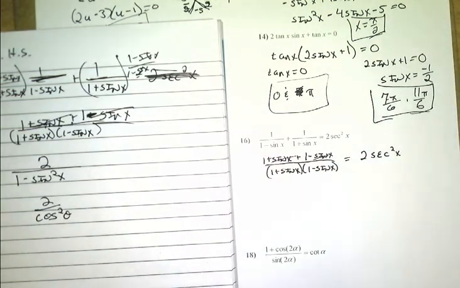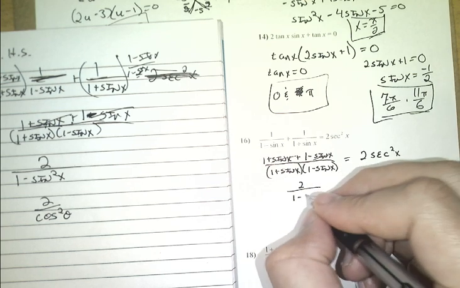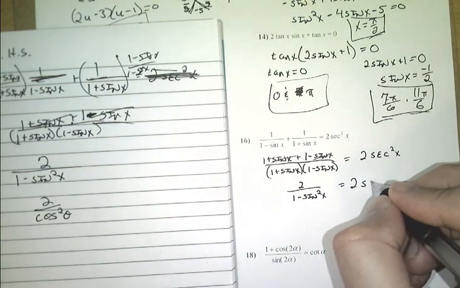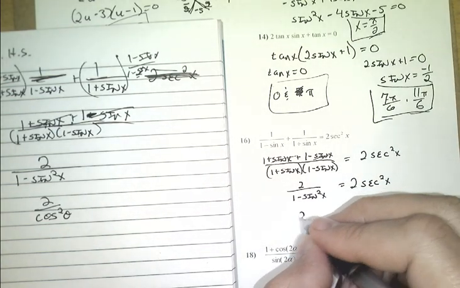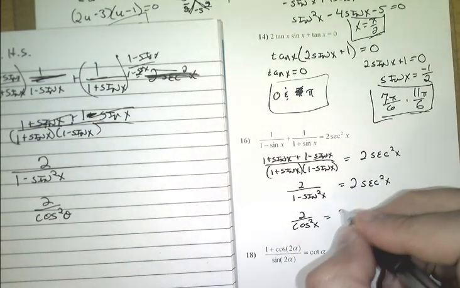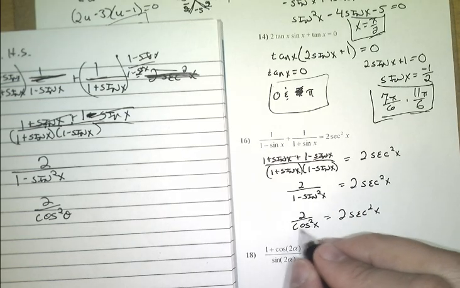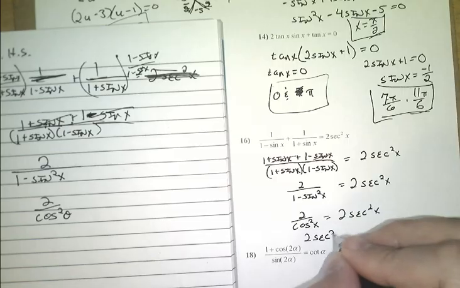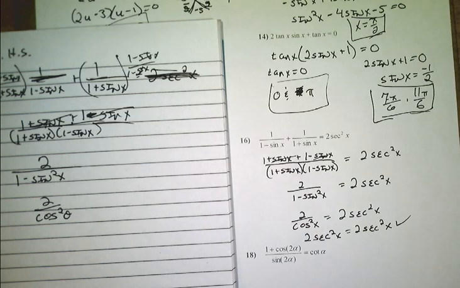Now those signs canceled out, leaving me a 2 on top. And we did difference of squares to make that 1 minus sine squared x. One minus sine squared x is cosine squared x, so 2 over cosine squared x equals 2 secant squared x. And cosine is on the bottom, so that's the reciprocal. We take the reciprocal and move it to the top, and we get 2 secant squared x equals 2 secant squared x. Check mark. We're done.